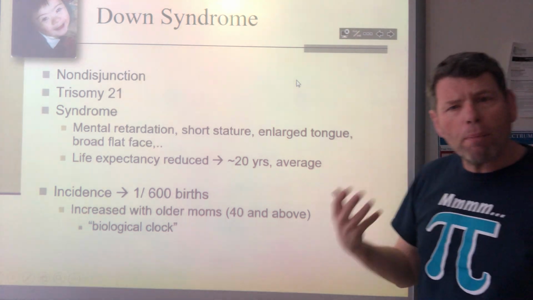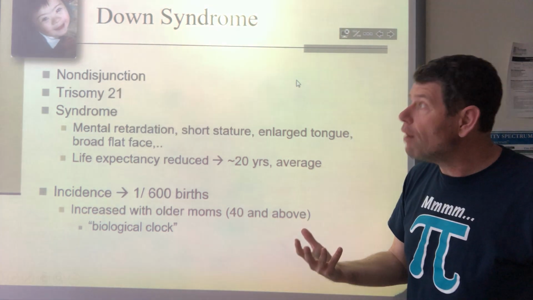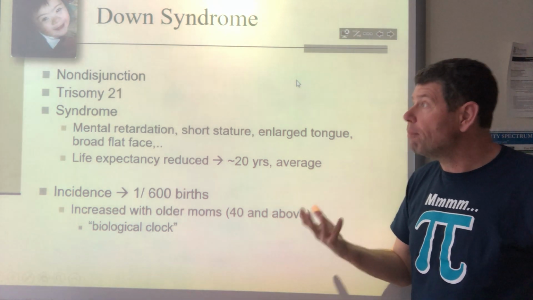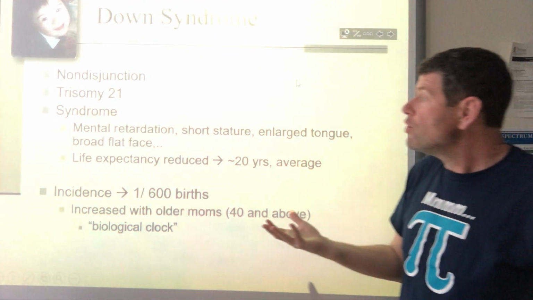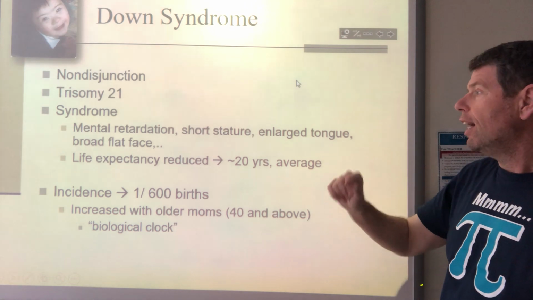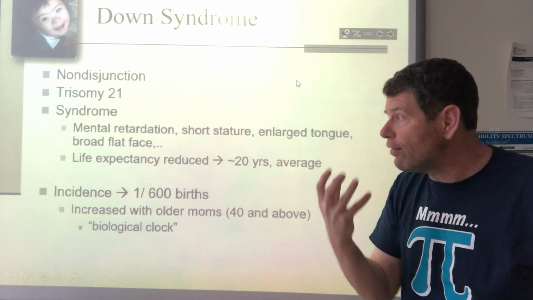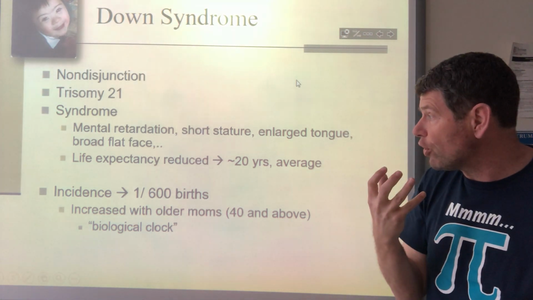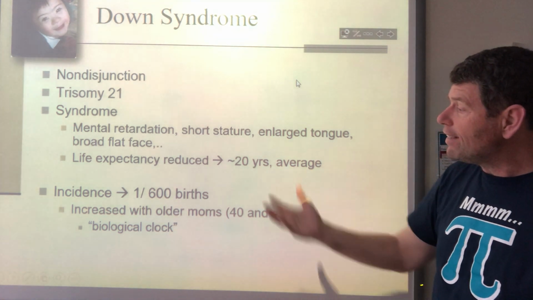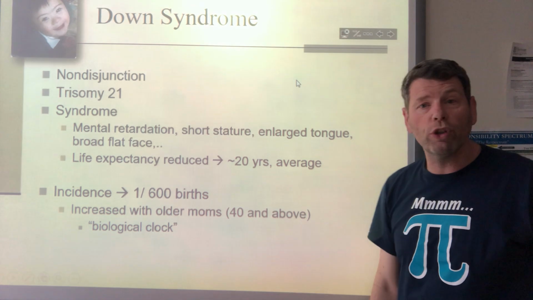And not that you have to memorize too many of the symptoms of the disorder, but many of us are familiar with someone that might have Down syndrome. So often mental challenges, short in height, enlarged tongue, maybe difficulty speaking, broad flat face, so there's some predominant facial features. Your life expectancy may be considerably reduced, and the incidence is 1 in about 600 births, and it does increase with older moms.